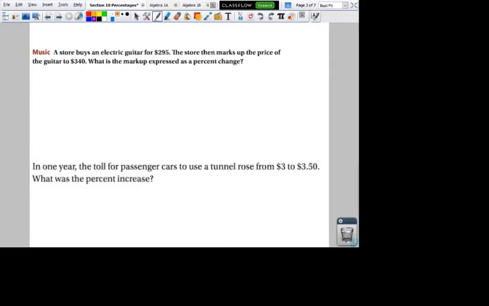So same formula for everything today. It's going to be absolute value, original minus new, in my absolute value bars, and then divided by my original. When I go through this one, my original is what the store buys the electric guitar for at first. That's my original. Then it marks up the price to $340. That's my new. I just need to fill in these 2 pieces into my formula here. Absolute value, $295 minus $340. Then the whole thing is going to be divided by my original, which is $295.